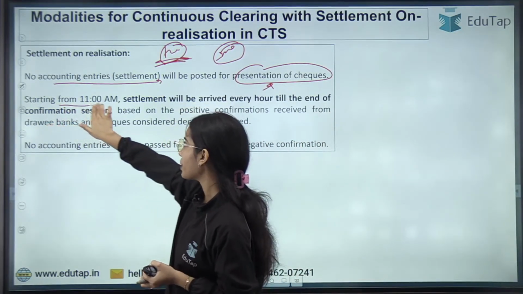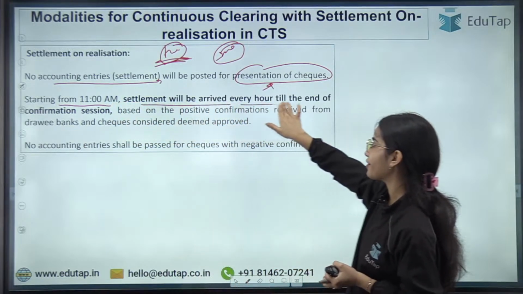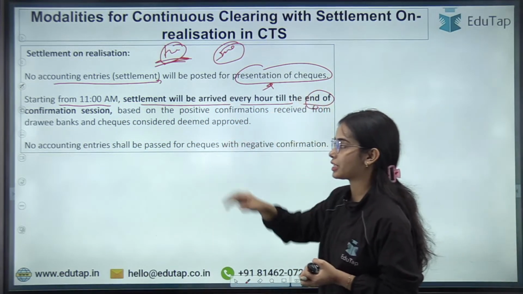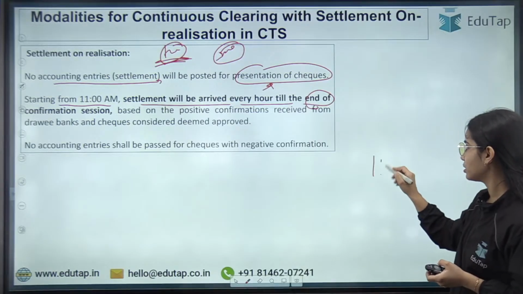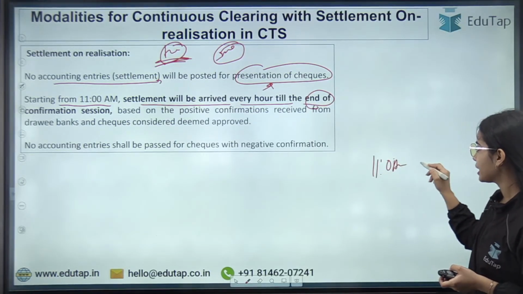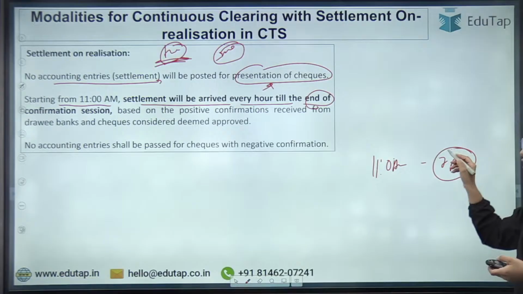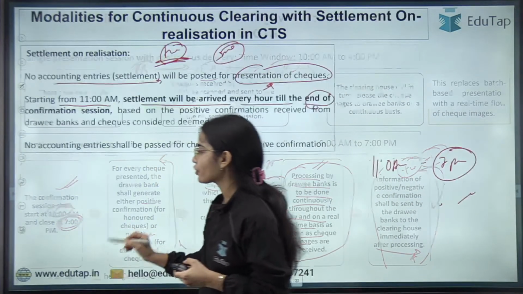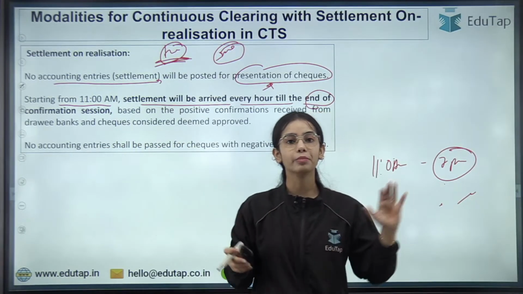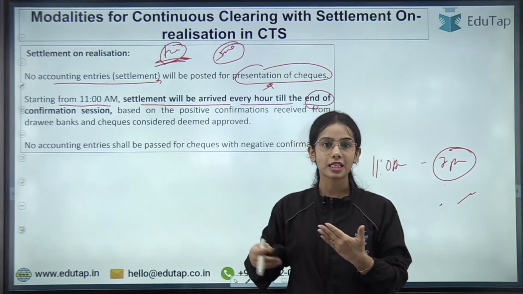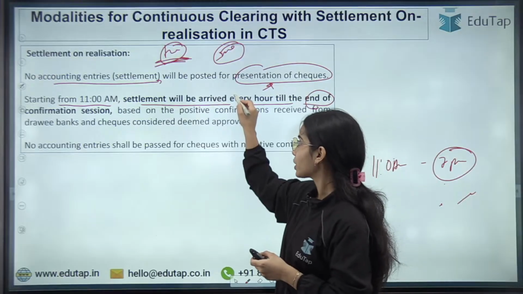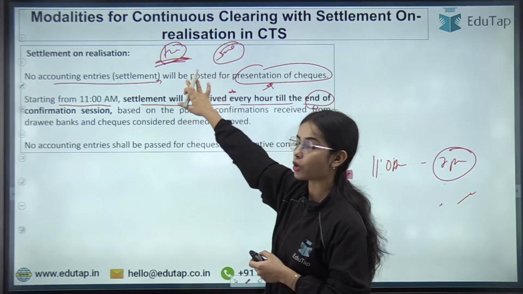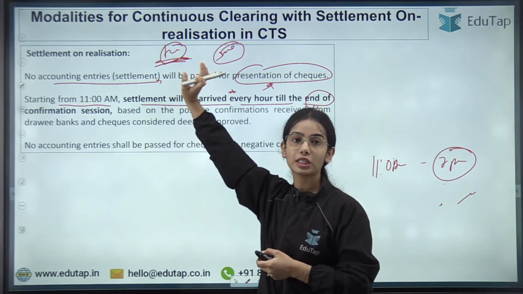Okay, starting from 11 a.m., settlement will arrive every hour till the end of the confirmation session. So from 11 a.m. till 7 p.m., because this is the end of the confirmation cycle, the end of the confirmation session, there will be settlement that will happen every hour. Settlement will happen every hour for the positive confirmed or the honored checks.